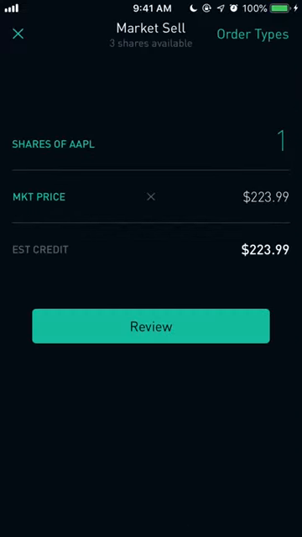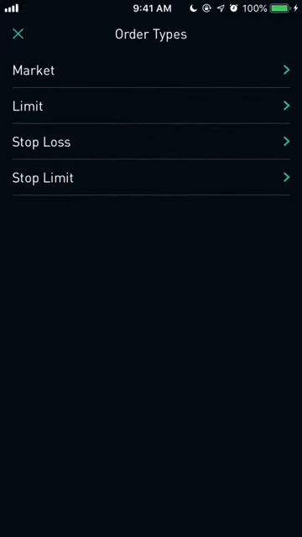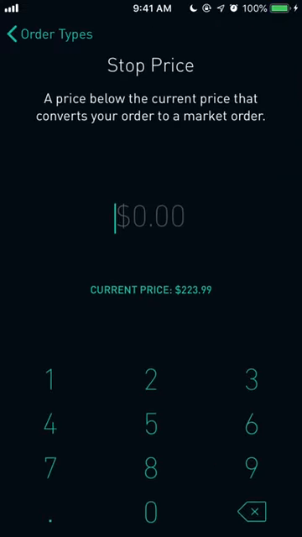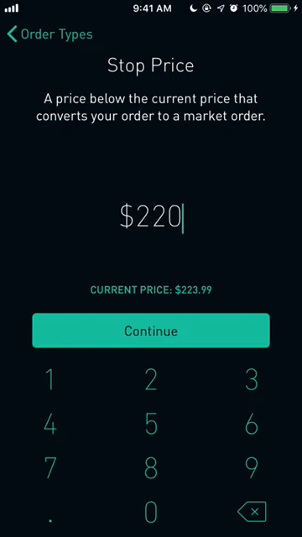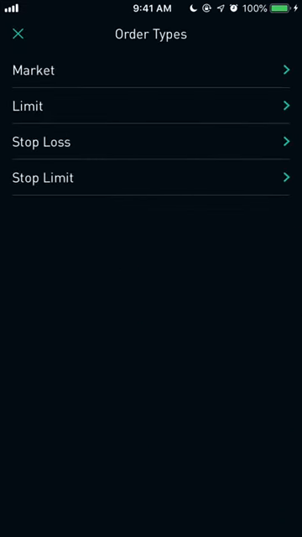And then if we go back to the order types again, go to stop loss, very similar, but almost the opposite of when you're buying. So the stop loss is a price below the current market price that converts your order to a market order. So let's say I go to like 220 or something like that. As soon as it hits that price, it's going to sell. And then stop losses are probably the most useful out of these, because it sort of makes it so you don't lose a whole lot of money if you set a stop loss. It's what some people would probably consider an important part of definitely short-term trading.